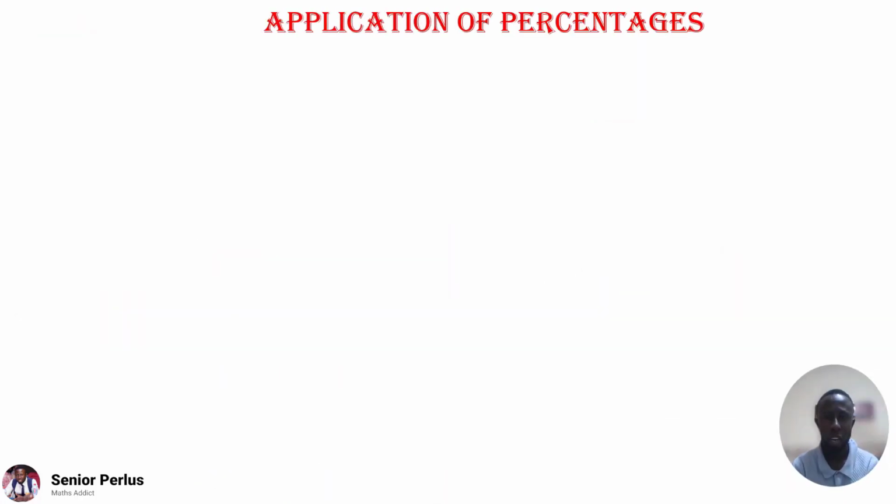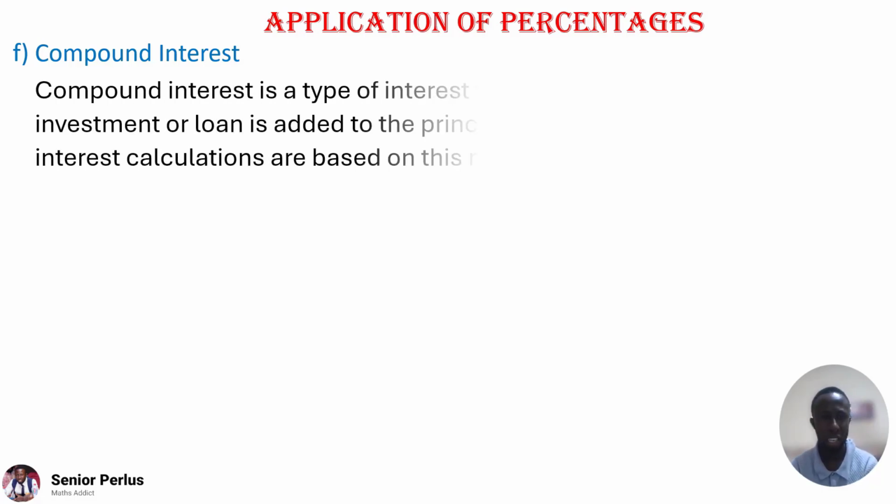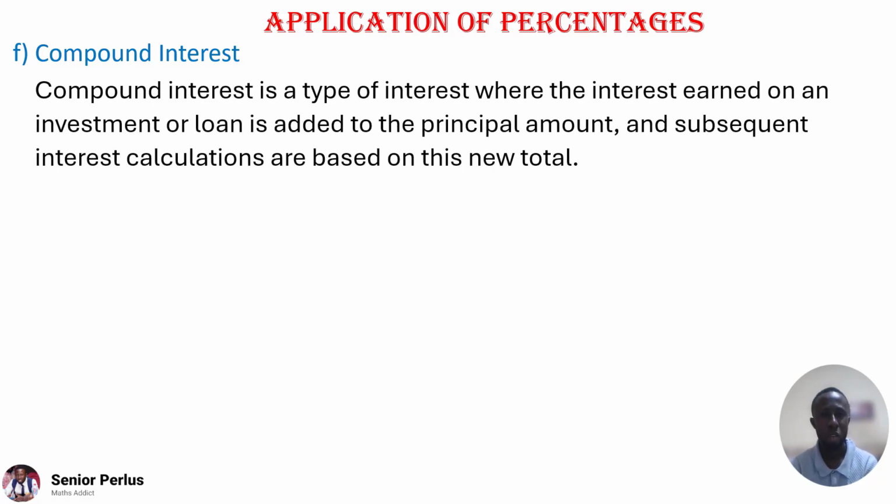So our last application is compound interest. Okay, that will be my last application. Compound interest is a type of interest where the interest earned on an investment or a loan is added to the principal amount, and subsequent interest calculations are based on the new total. Very simple. So this is what I mean by compound interest.